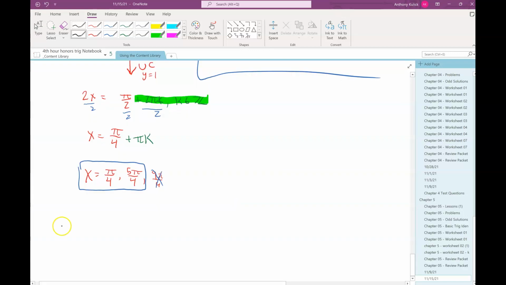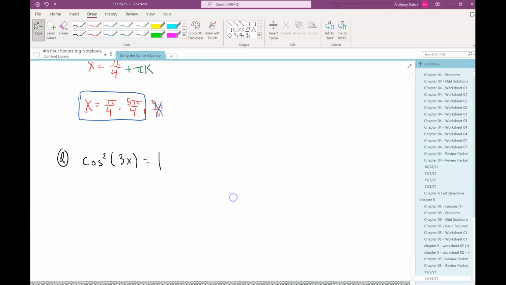Let's do another one. So let's say we're going to do cosine squared of 3x is equal to 1. Oh, I don't want it to equal 1. Let's equal 1/2. My apologies.